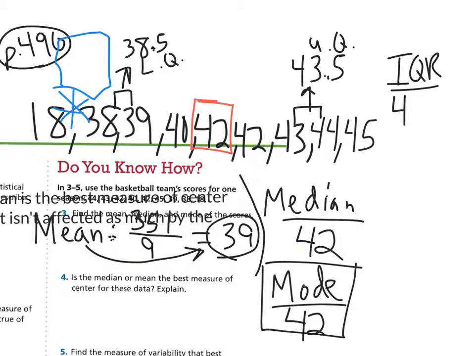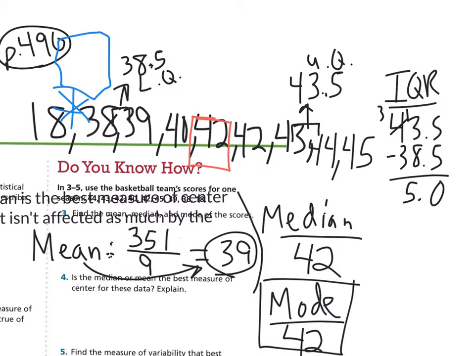So 43.5 minus 38.5, so a difference of 5. So for that last question, number 5, the interquartile range would be the best, and that interquartile range is 5.